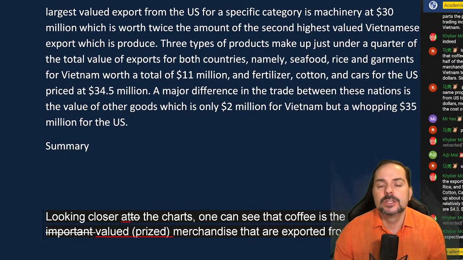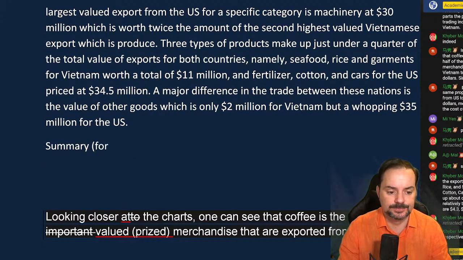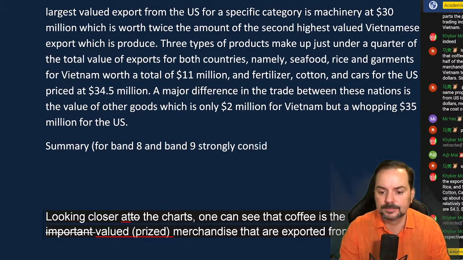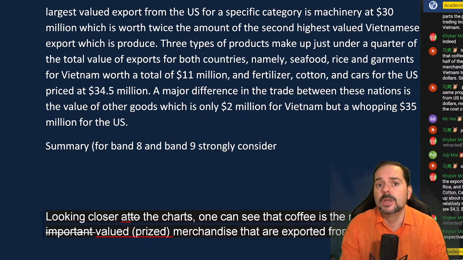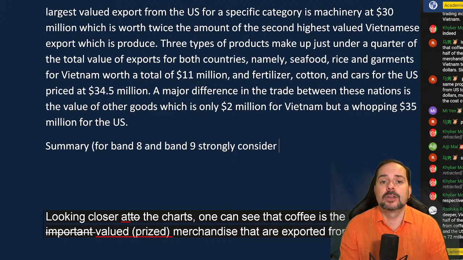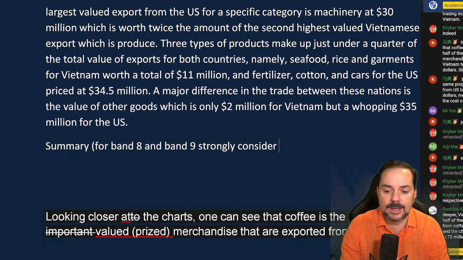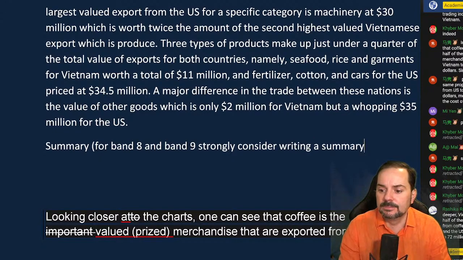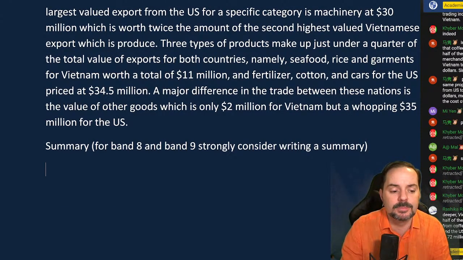Okay, nice and quick. So again, students, for Band 8 and Band 9, strongly consider writing a summary. Even if you hear people say, oh, you don't need a summary. For Band 8 and Band 9, you should consider it. A good expository essay does have a summary. If you ask an English teacher, an English professor, they will tell you that good expository essays do have a summary. It's some kind of a takeaway information, okay? So do consider writing a summary. All right. So, simply just start it as in summary.